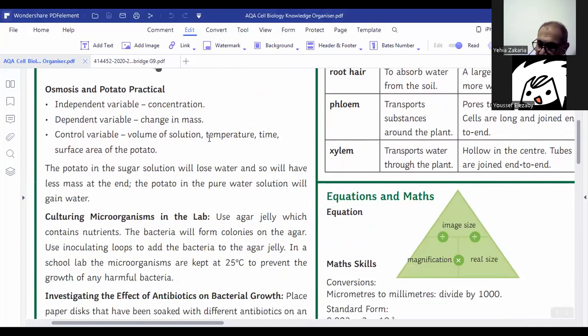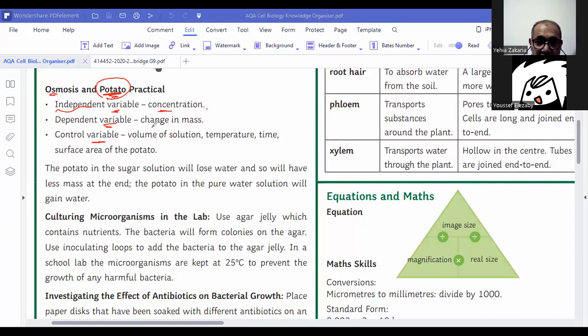We will do an experiment to examine starch or potato particles under the microscope. In this experiment, there is an independent variable, a dependent variable, and control variables. Independent variables include the concentration of the solution which we put the potato particles in. Okay?